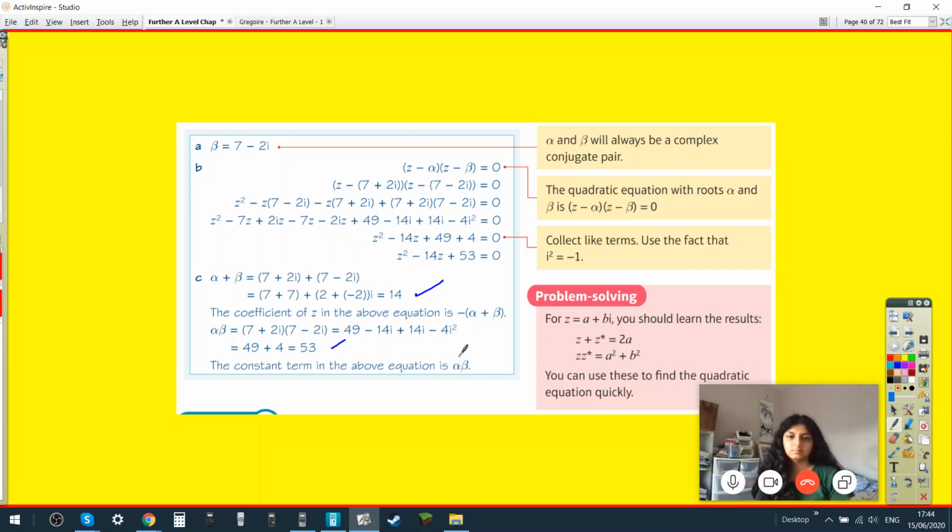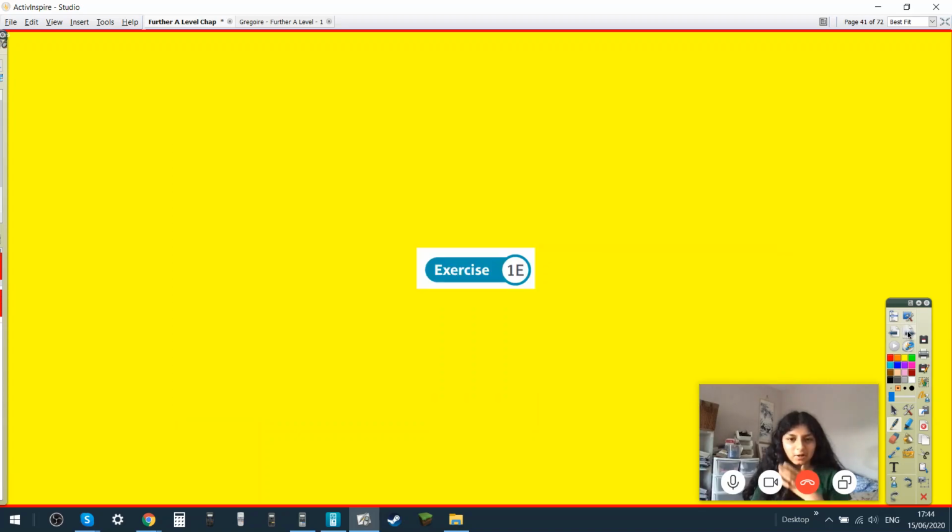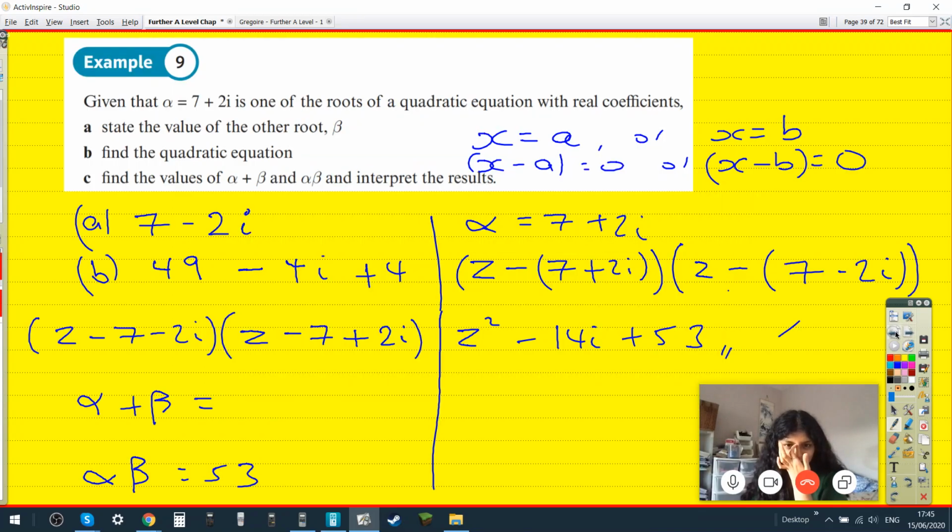The constant term in the above equation is alpha beta. What was the interpreting thing? The constant term. That is the interpreting thing. There you go. All right. Any questions there? No, I mean it was a bit hard, but I get it now. It's quadratics in reverse. So if x is equal to something, yeah, I get it now. It's like factor theorem.